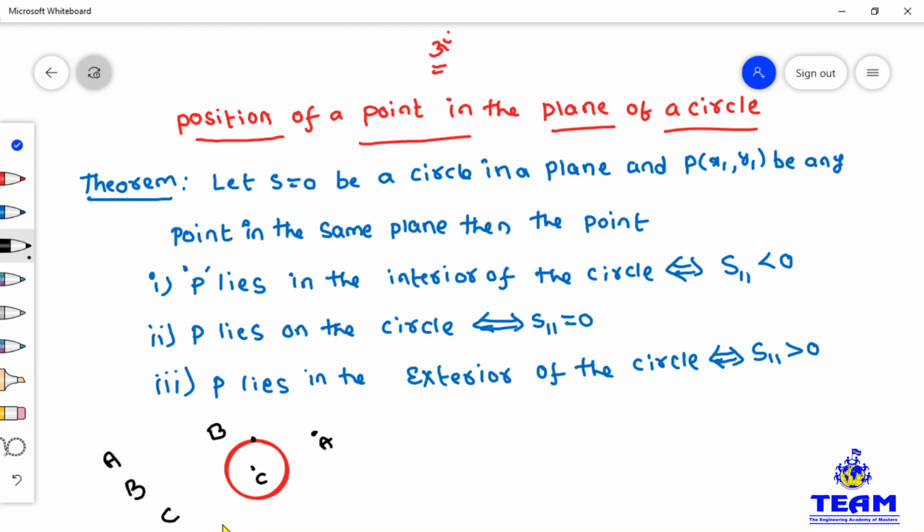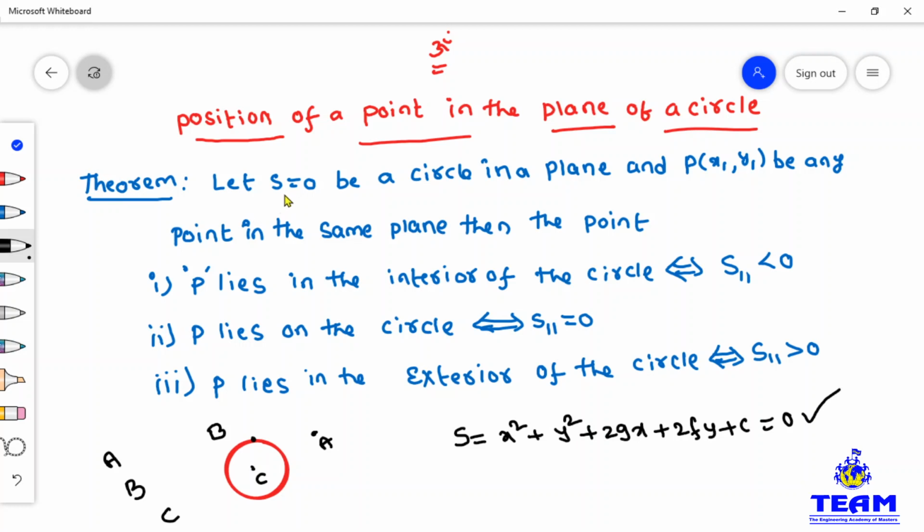So by the observation we can say, suppose a circle equation is given. Generally the circle equation we have is S = x² + y² + 2gx + 2fy + c = 0. This is the general form of the circle. If S is the given circle, then how can we justify whether the point is inside the circle, outside the circle, or on the circle? We have a theorem.